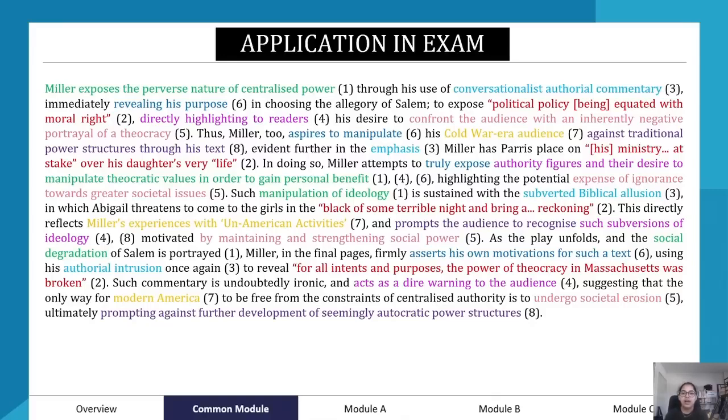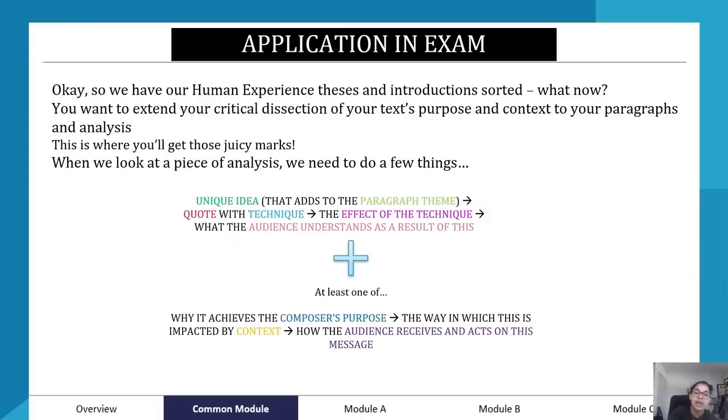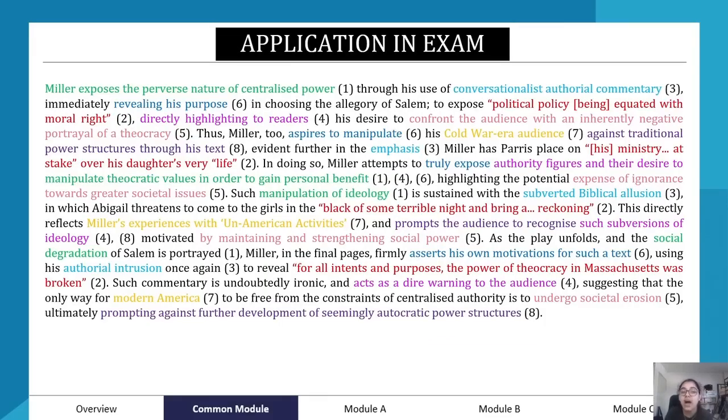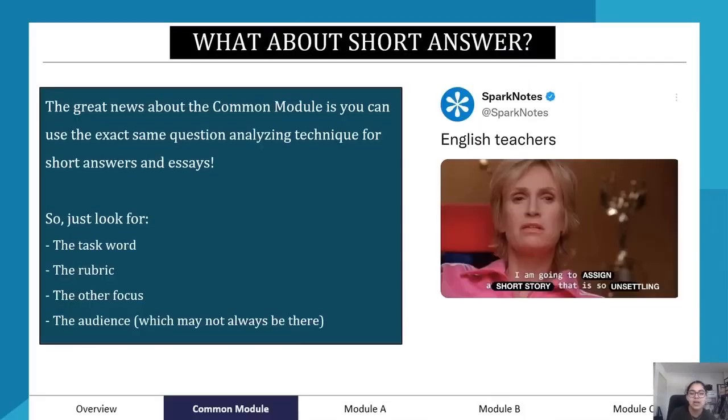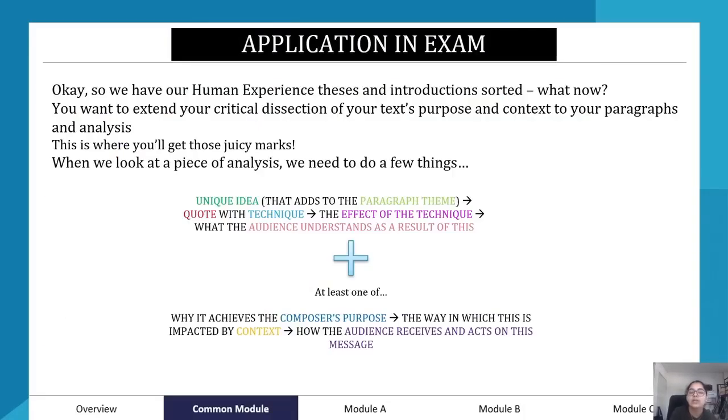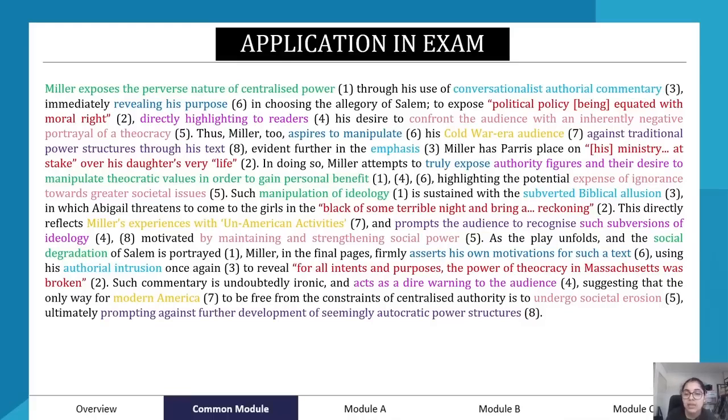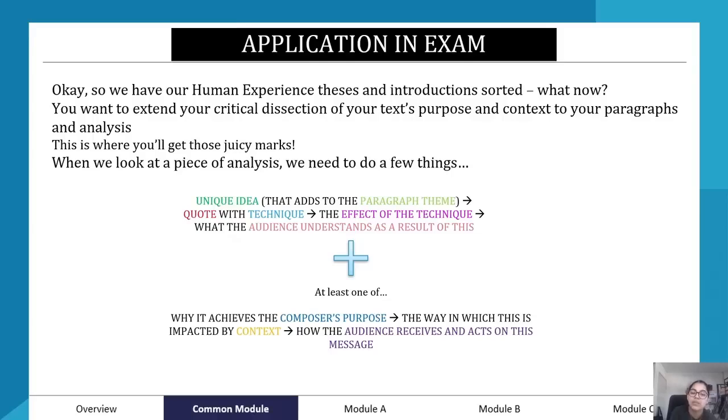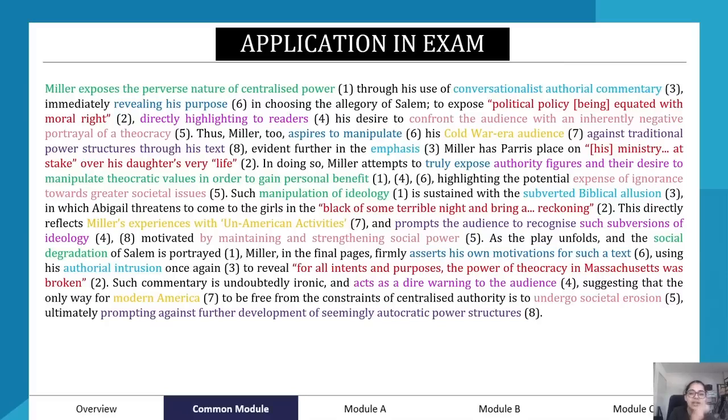Alrighty, so where are we? So in choosing the allegory of Salem to expose political policy being equated with moral right, directly highlighting to readers, now that purple there is the effect of the technique, his desire to confront the audience with an inherently negative portrayal of theocracy. And that is what the audience is taking away as a result. Thus, Miller too aspires to manipulate his Cold War era audience, that's context, against traditional power structures through his text. And that purple is what the audience is receiving and how they should act on it.